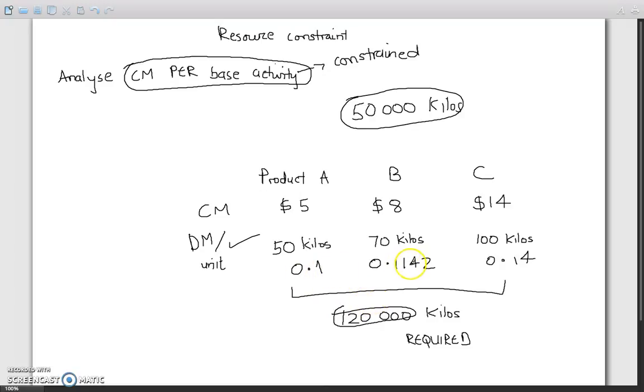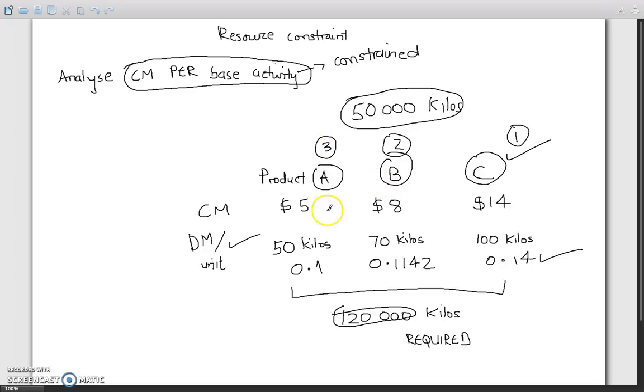Now guys, out of all 3 of these numbers, which is the biggest? 0.1, 0.114, or 0.14? Well, this is the biggest number, right? So this is your number 1 priority. What's after 0.14? This 0.114, right? So this is your second priority. And what's last? 0.1, right? So product A is your last priority.